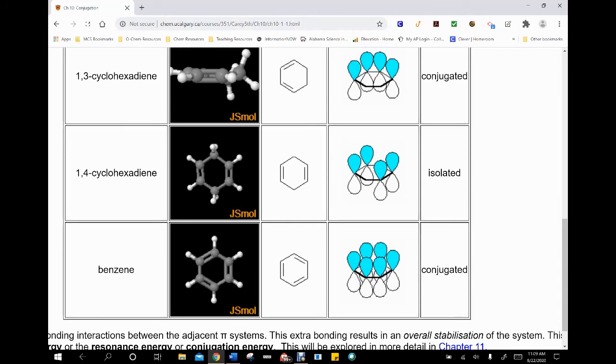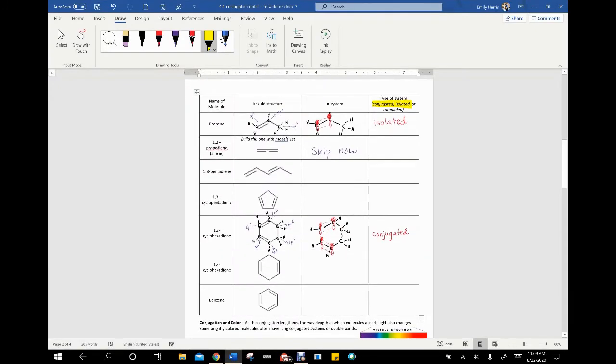Now the last one that I want to go back and talk about is the one that we skipped, which is called 1,2-propadiene.